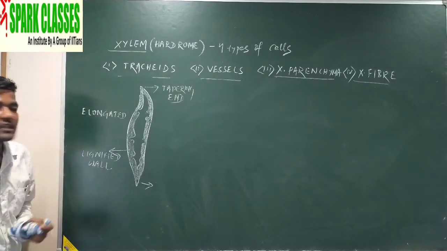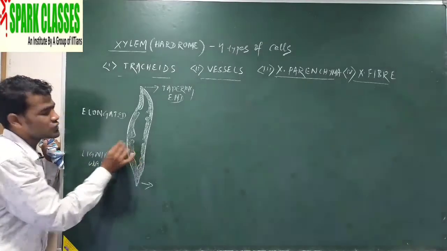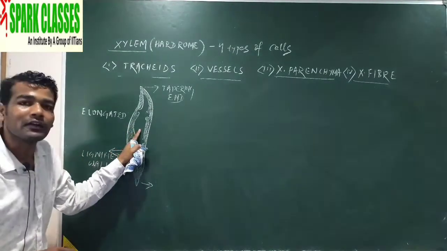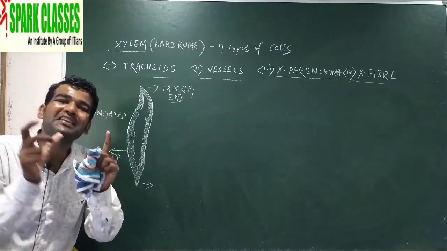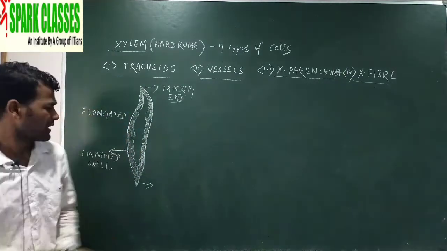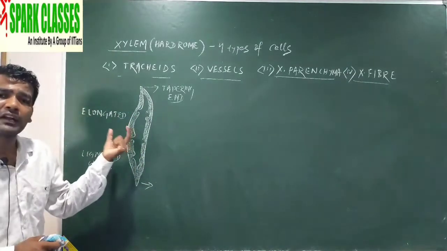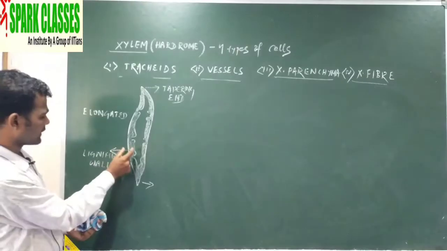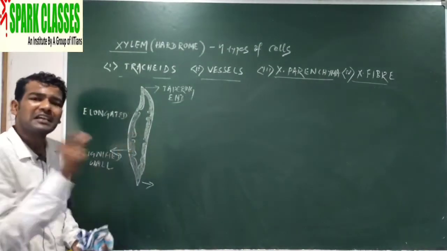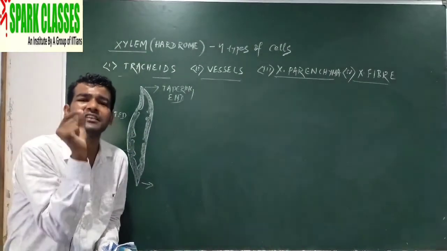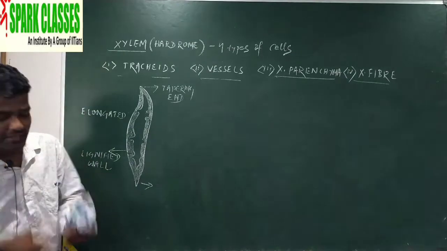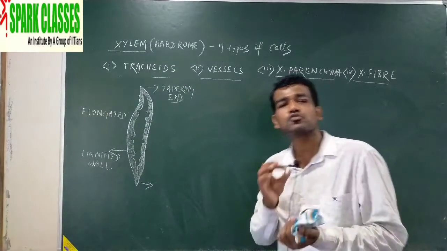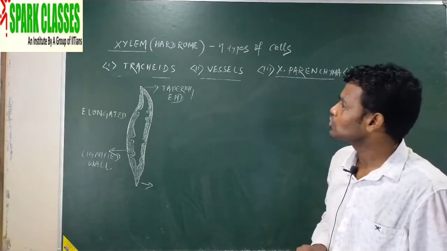And one important thing you have to remember, this lignin which is deposited, it varies from tracheid to tracheid. Here I have shown only one tracheid, but inside the plant body you find millions, thousands of tracheids. In one tracheid the lignified wall is more thick, in some tracheids the lignified wall is thin, so it varies in thickness. The lignin deposition varies from tracheid to tracheid. So this is all about your tracheid.